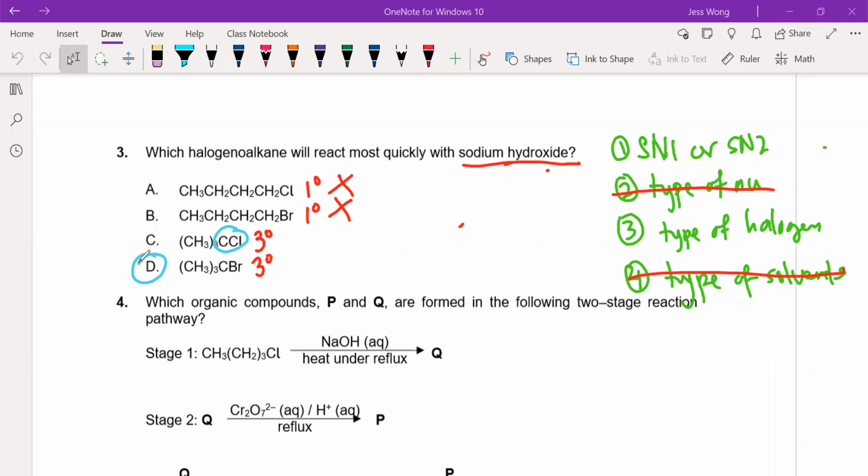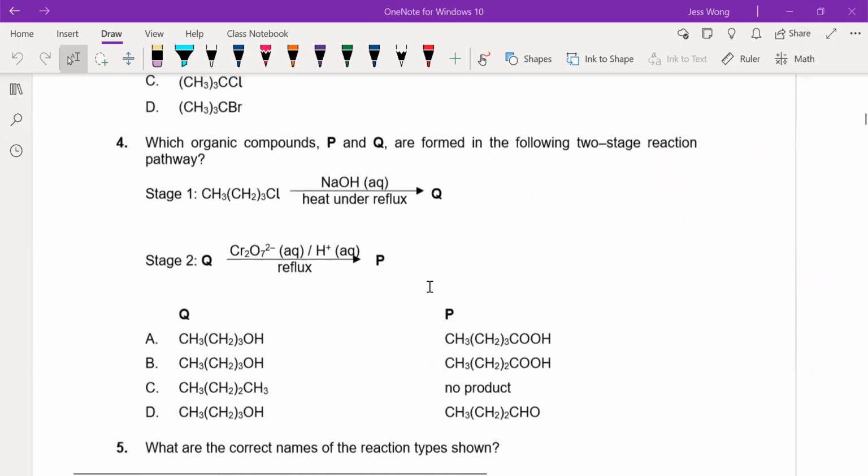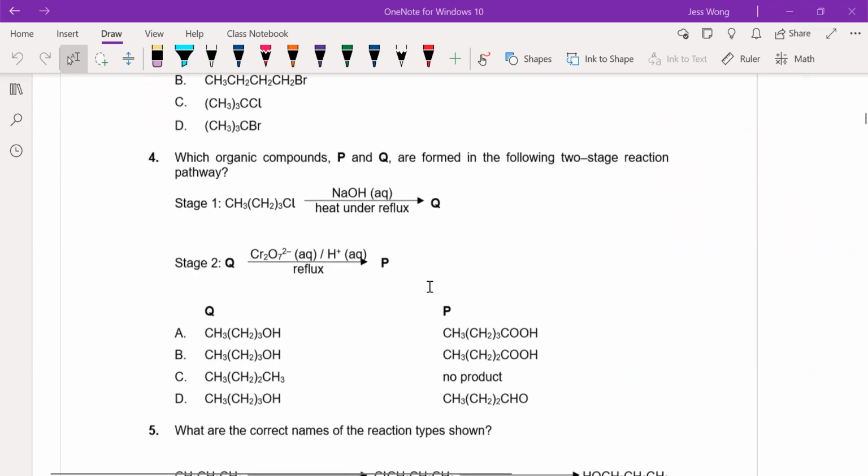Question 4. The organic compounds P and Q are formed in a 2-step reaction. In the first step, we have a nucleophilic substitution. How do you know? You look at this. This is a halogenoalkane, and this is aqueous NaOH, right? So it will be a nucleophilic substitution where the position of the halogen will be substituted by the nucleophile, which is OH. And then over here, this substance undergoes an oxidation reaction.